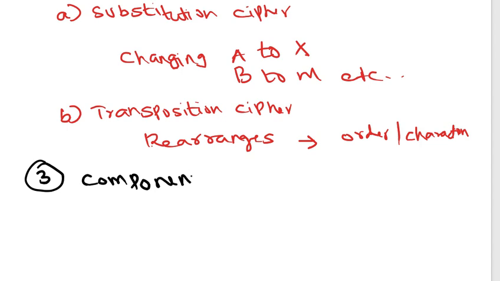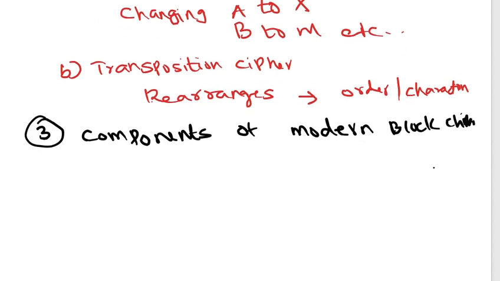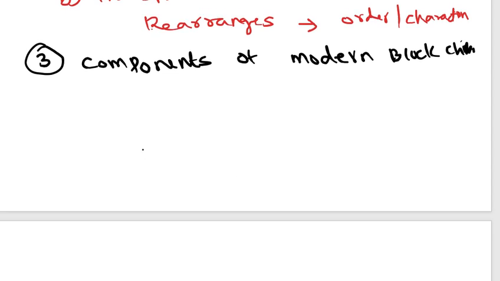And then the third one, components of a modern block cipher. There are many components. The first one is the D box. D is the diffusion box. This spreads the influence of each input bit across multiple output bits. This helps make the cipher resistant to attacks.